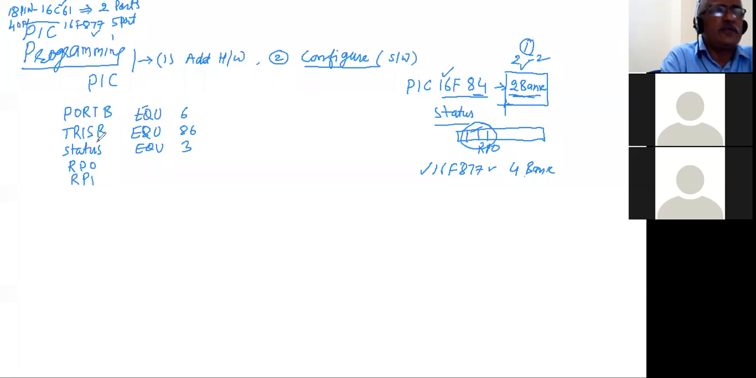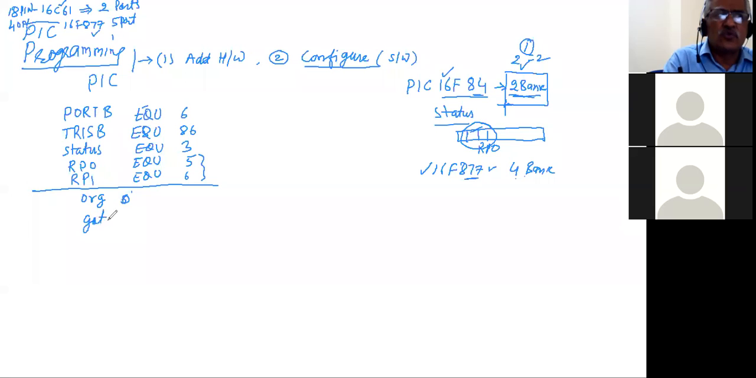If you are doing it for the 877, there are 4 banks, so for that 2 bits, RP0 and RP1. So bit 5 equals bit 6. Please confirm this bit number. I'm not very sure whether they are 4 or 5, or 5 or 6. Please confirm. So let's say after doing this, now we will start writing the program. ORG, let's say 0, goto start.